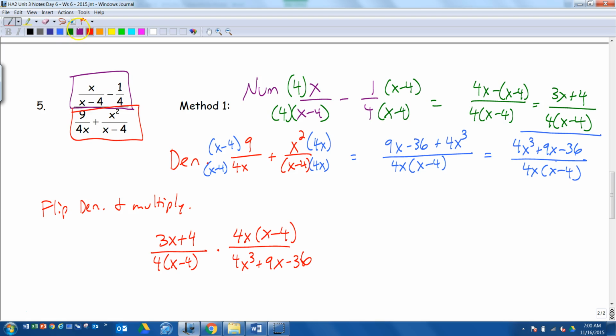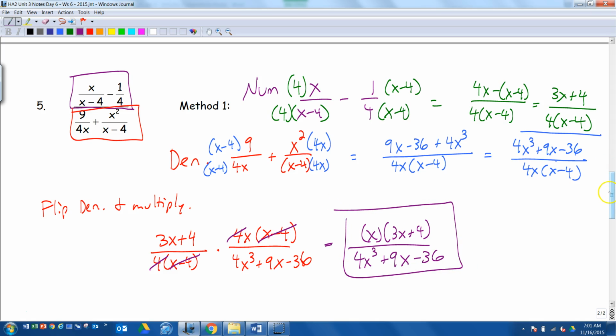Okay, and now we just cancel the pieces that need to cancel. So x minus 4's go away, the 4's go away. So we're left with the final answer of an x times a 3x plus 4 over 4x cubed, because nothing factors with this. And that's the final answer.